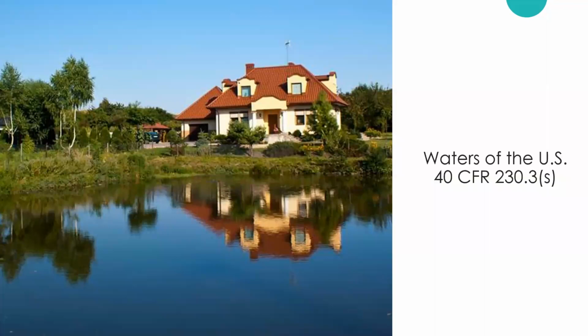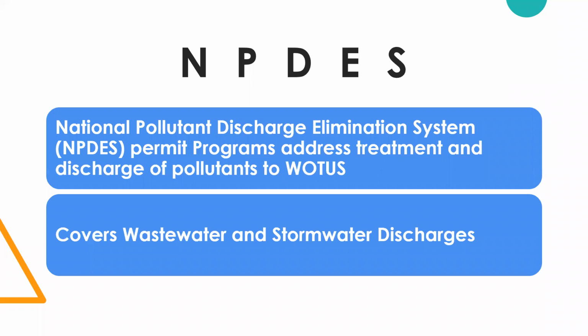But it gets a little trickier when you get to bigger lakes or things like this. This could be spanning multiple properties or used by multiple people, and that then becomes a water of the US. So that kind of gives you an overview of some different ways that waters of the US are defined. And now we're going to get into what the permitting is related to that.